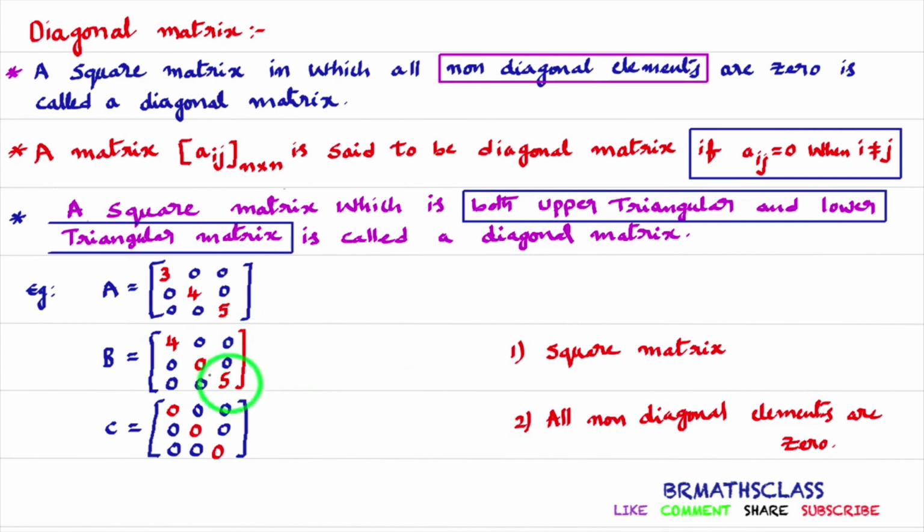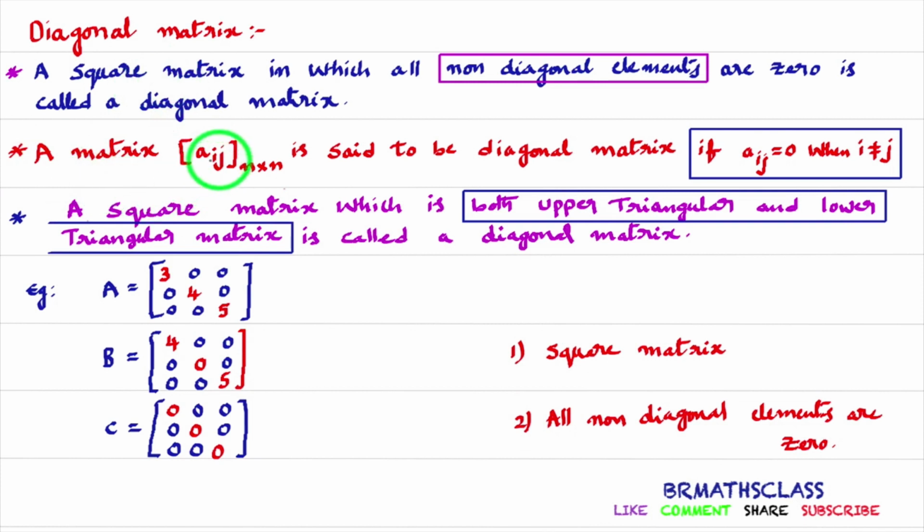They are not saying anything about the diagonal elements. They are saying that non-diagonal elements are 0. So, is this matrix B a diagonal matrix or not? Yes, the matrix B is a diagonal matrix. Why? First, it is a square matrix. Second, all non-diagonal elements are 0. Right?